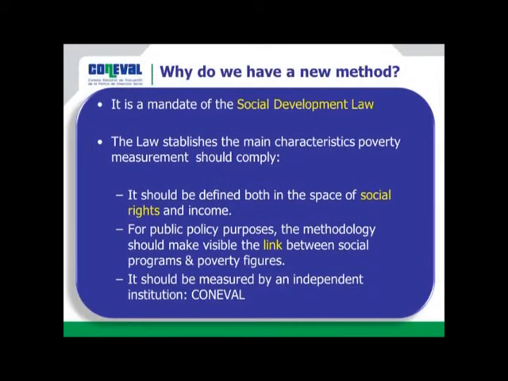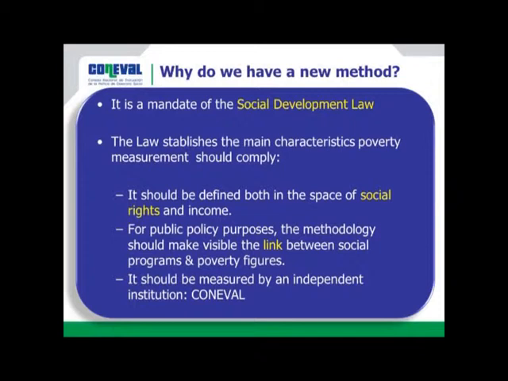And I say that because we do have this new method for multidimensional, because it was a mandate by Congress. The Congress in the year 2005 said we have to create an independent body, Coneval. It's got to evaluate programs and policies on the social sphere, and it should measure poverty in a multidimensional way. So actually the law, the social development law, established very concrete characteristics for this poverty measurement. A, it should be defined both in the space of social rights and income.